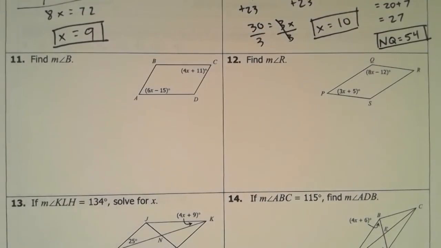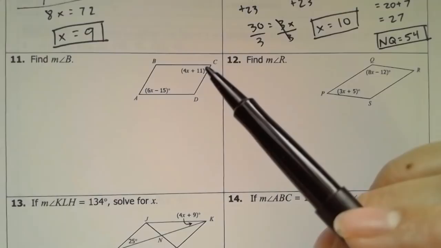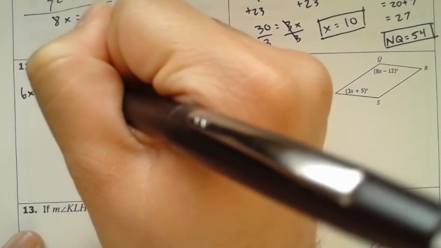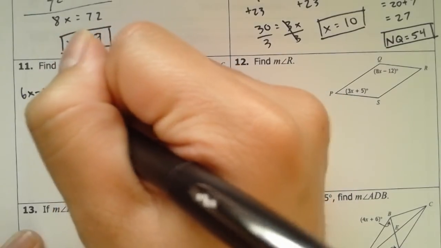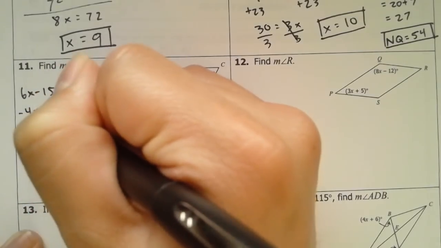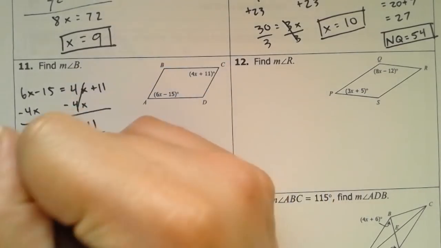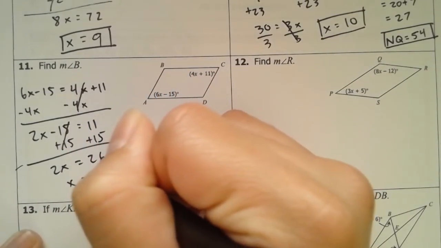Number 11 says to find the measure of angle B. Angle B is here. We know that these two are equal, because they're opposite angles, so 6x minus 15 is equal to 4x plus 11. I subtract 4x from both sides and I get 2x minus 15 is equal to 11. Add 15 to both sides. 2x is equal to 26 and I get that x is equal to 13.